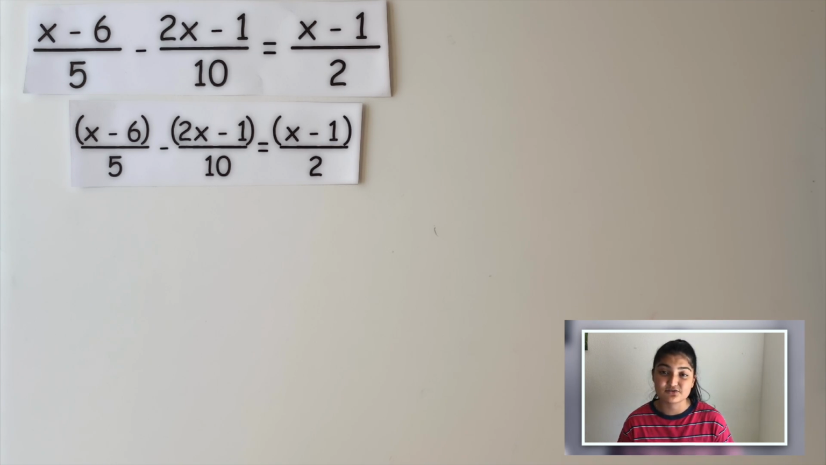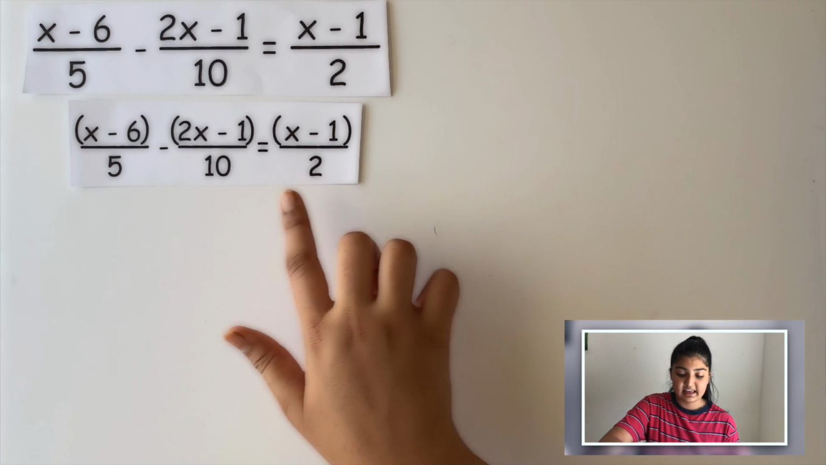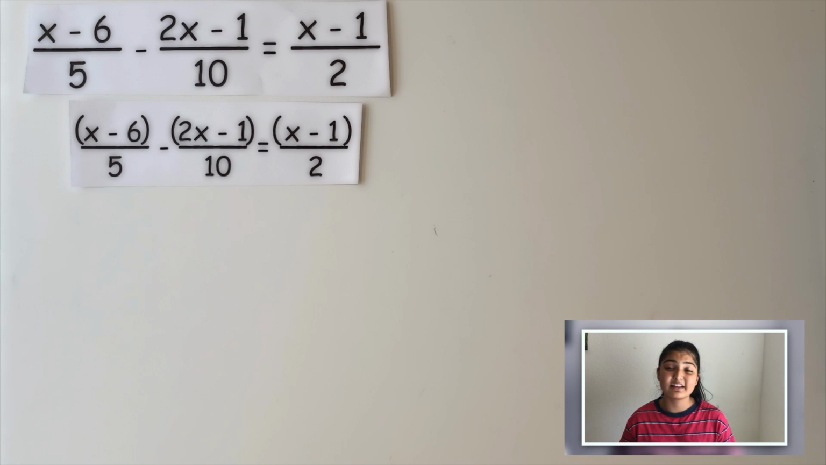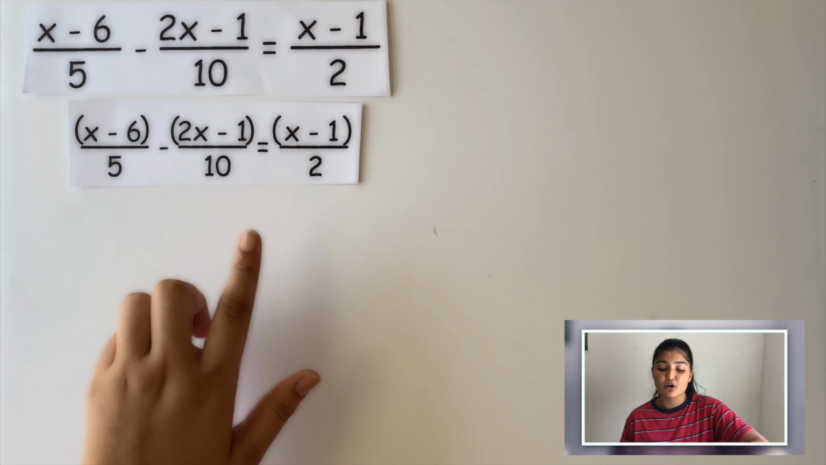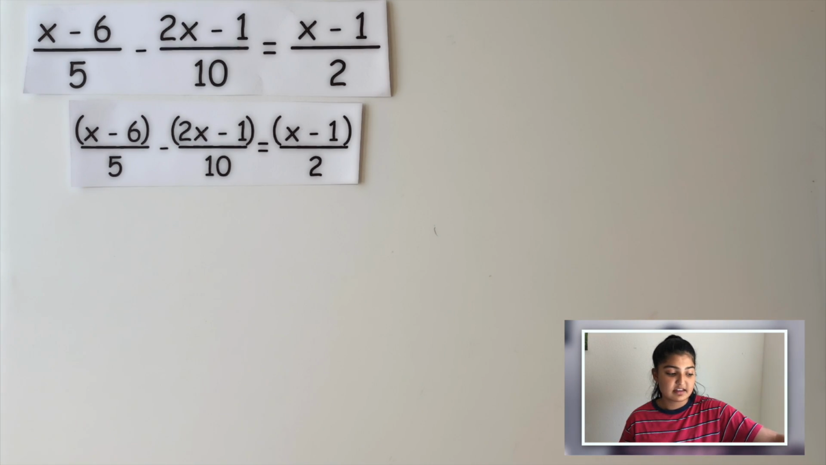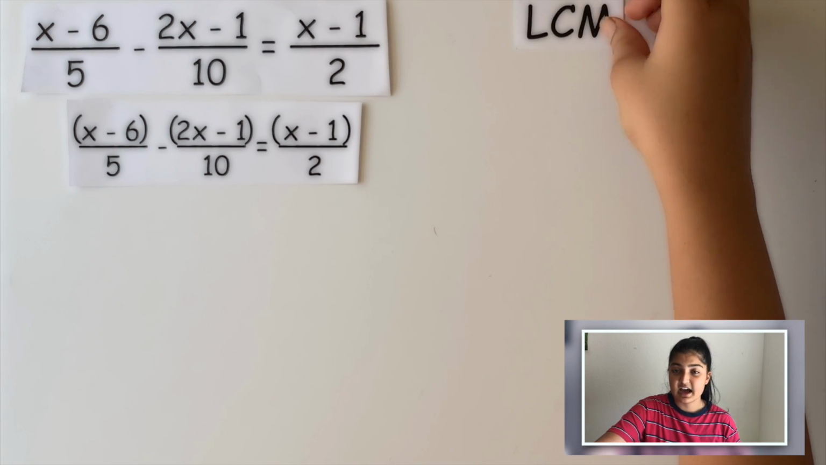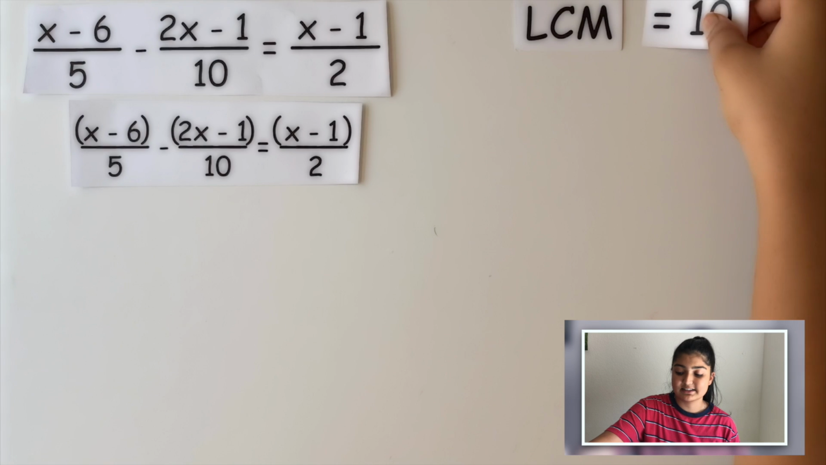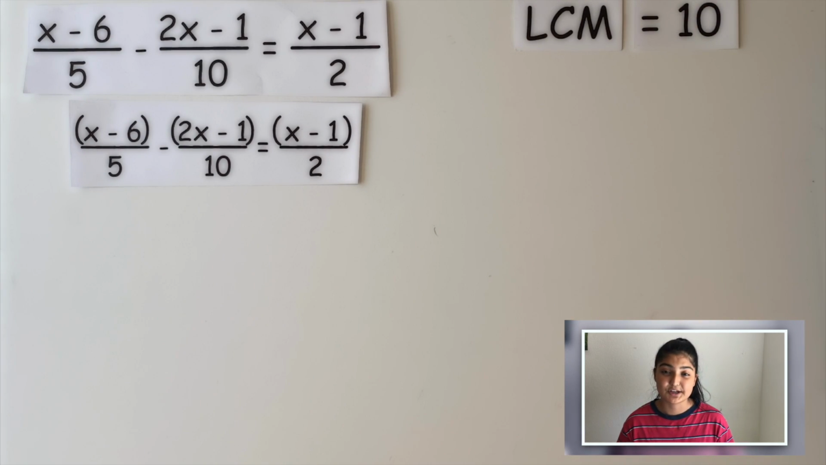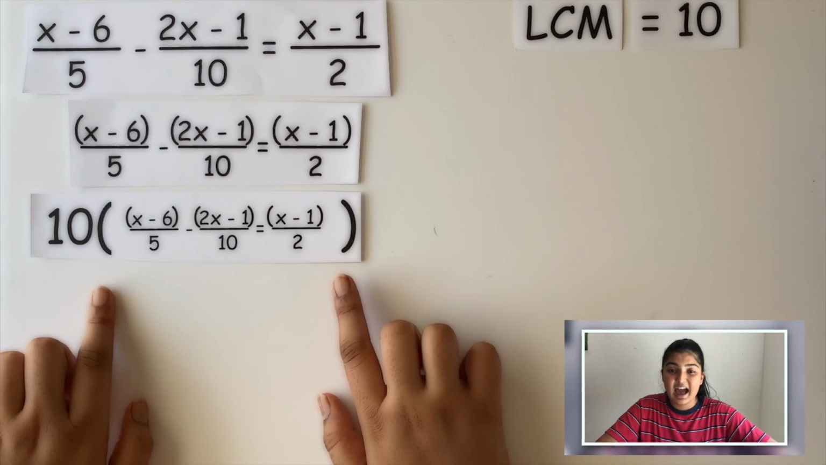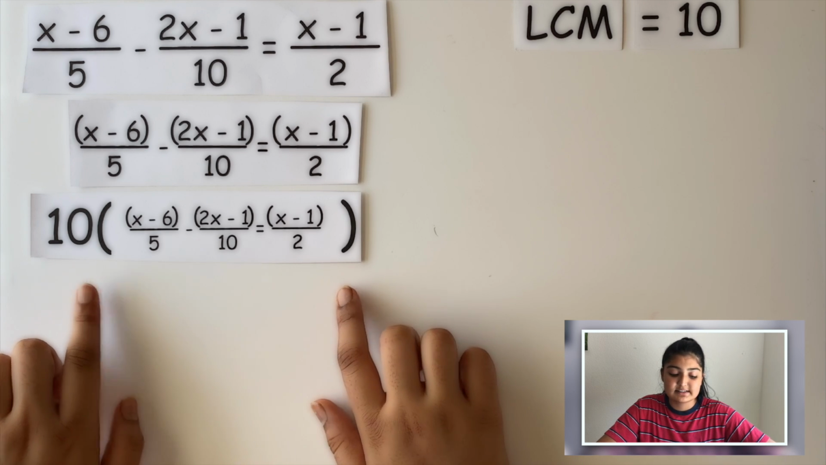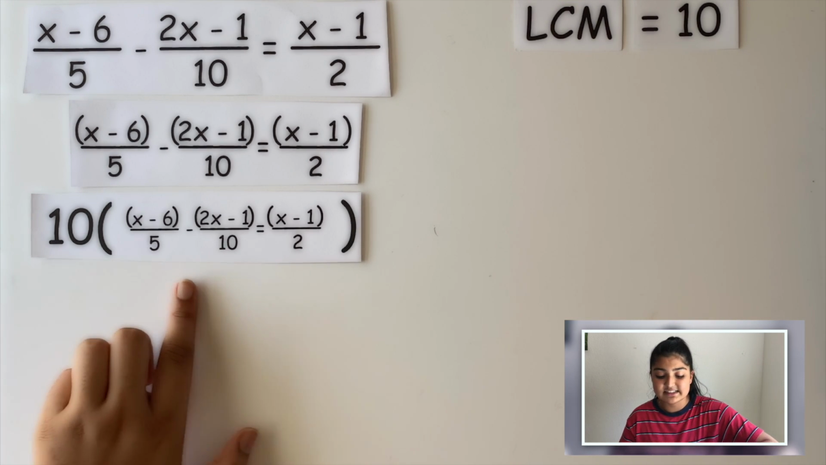Now, to get rid of these fractions, let's find the least common multiple, or the LCM, of 5, 10, and 2. Well, in this case, since 5 and 2 are both factors of 10, the LCM of these three numbers is just 10. So let's multiply the LCM to the entire equation. I used parentheses that show 10 is being multiplied with the entire equation.